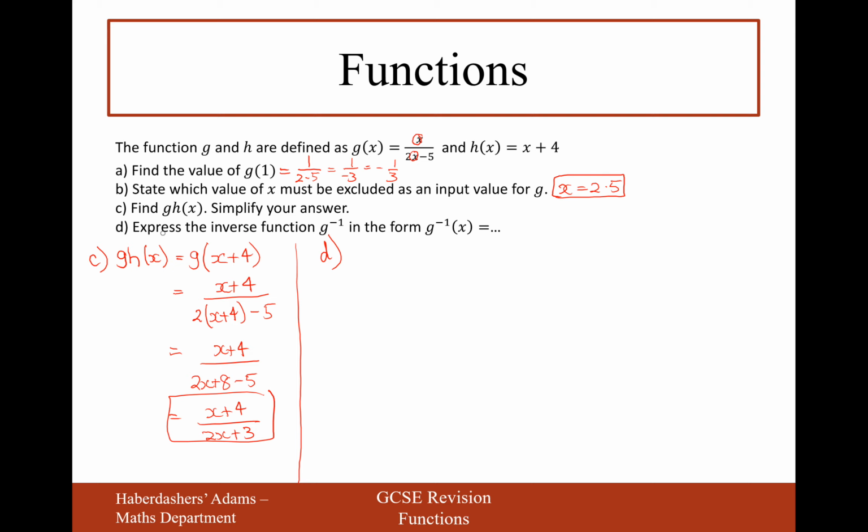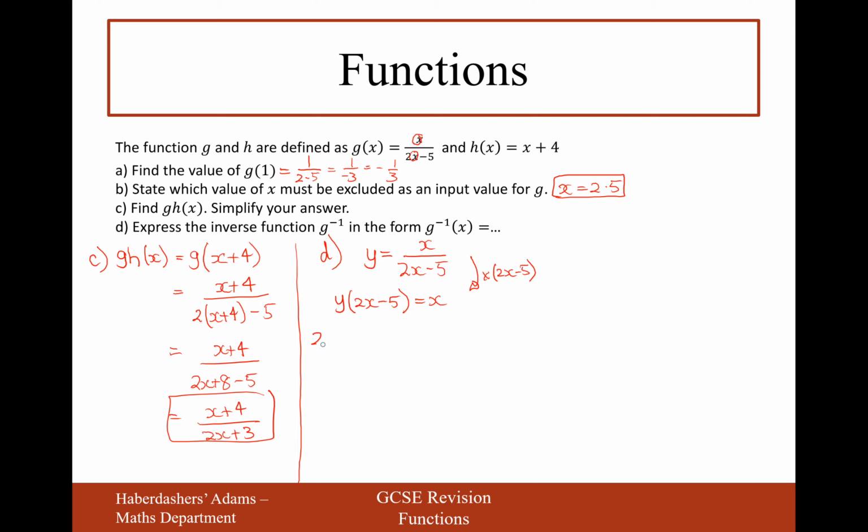Okay, moving on to part D, express the inverse function g inverse in the form g inverse of x equals. So, remember the way we do inverse functions is we set up y equals x over 2x minus 5. And now what I'm looking to do is I'm looking to rearrange the formula to make x the subject. So the first thing I'll do is I'll multiply the fraction, the denominator, onto the other side. So I'll multiply by, in the brackets, 2x minus 5.